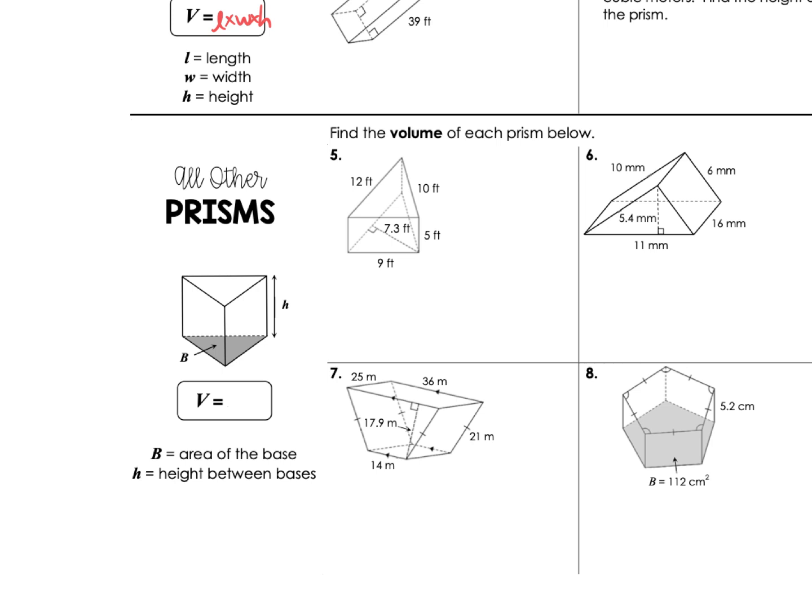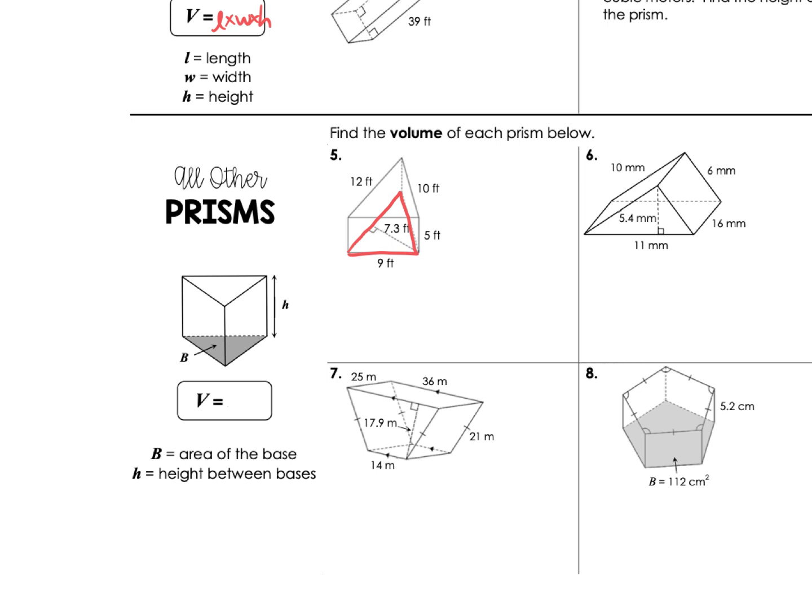So on this one, the base is going to be this triangle. So remember, for a prism, your sides are all rectangles. So if it's not a rectangular prism, you're looking for the non-rectangular shape to figure out what your base is. How do I find the area of a triangle? Oh, 1/2 base times height.